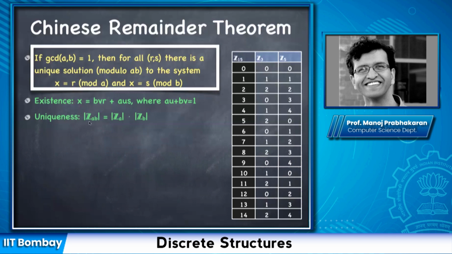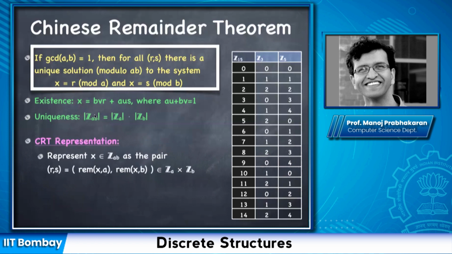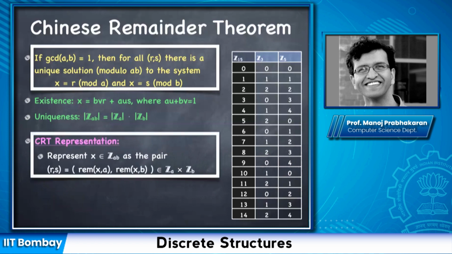The number of possible pairs R, S is the same as the number of possible X's in this range. So this is a one-to-one correspondence, saying that any number X has a unique R, S representation, and once you give me an R, S, it corresponds to a unique X. It totally tells you what that X is, right? It tells me that here is a way to write down or represent elements in Z_AB, modulo AB. So give me any number X in Z_AB.